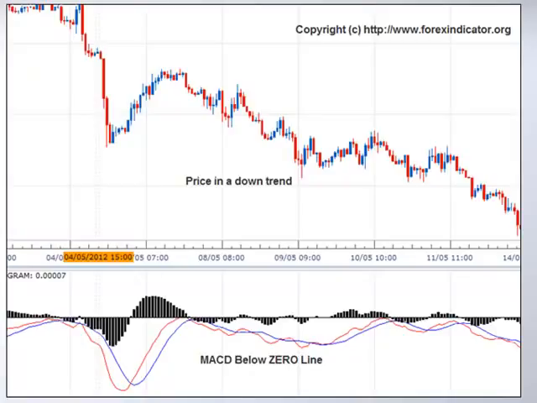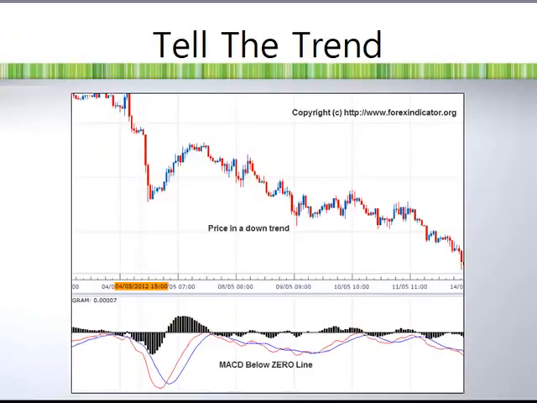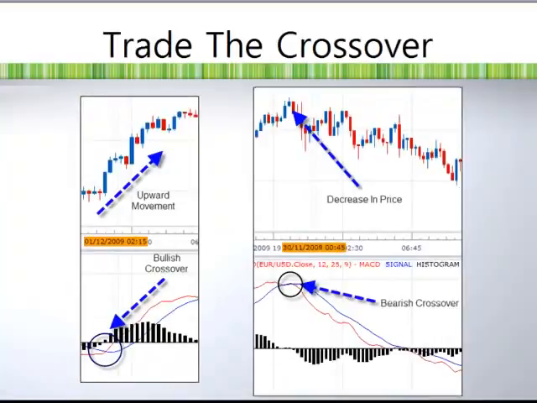Like I said, the duration matters. You can see that for a long period of time the MACD stays below the zero line. It's telling you that this trend is very, very strong. This is how I use the MACD indicator to tell the trend every day before I start to trade. Besides telling the trend, we could trade the MACD crossover.